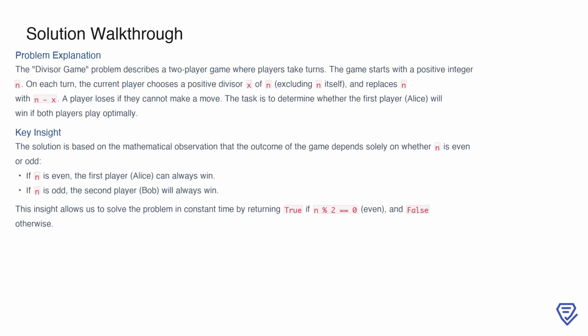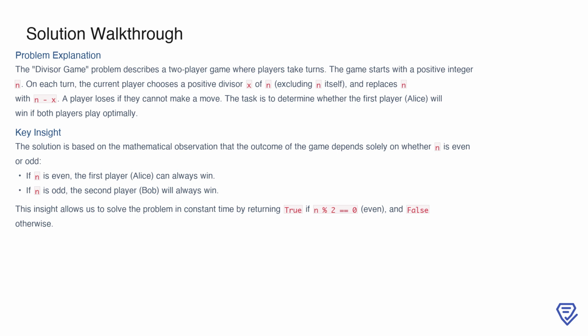In the divisor game, we have two players, Alice and Bob, who take turns playing. The starting number is n, and on each turn, the current player selects a positive divisor x of n, with the condition that x cannot equal n. The player then subtracts x from n, and the new value of n determines the next turn. The player who cannot make a move loses the game.